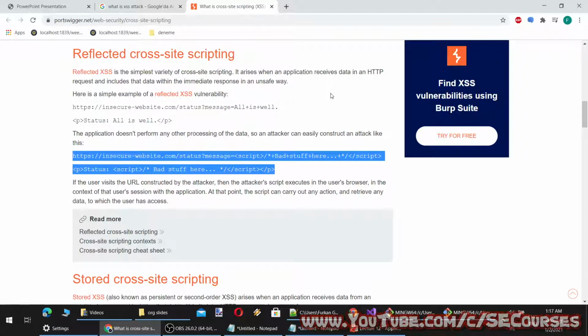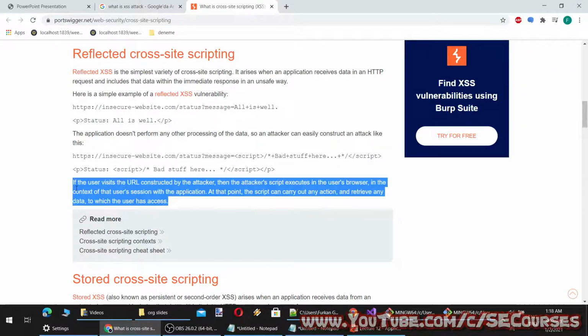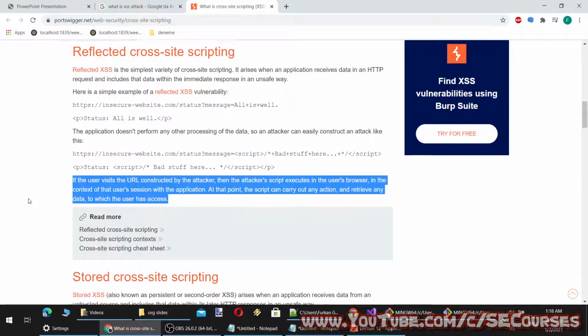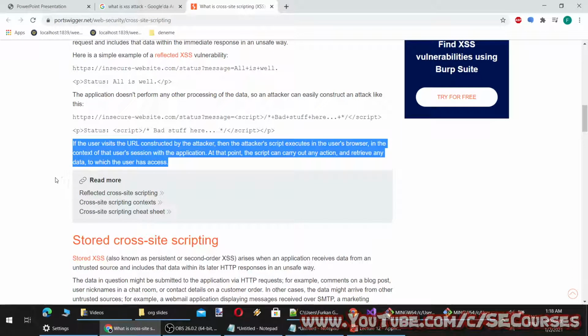https://insecure-website.com/status?message=<script>/*+Bad+stuff+here...+*/</script>. If the user visits the URL constructed by the attacker, then the attacker's script executes in the user's browser in the context of that user's session with the application. At that point, the script can carry out any action and retrieve any data to which the user has access. Okay.